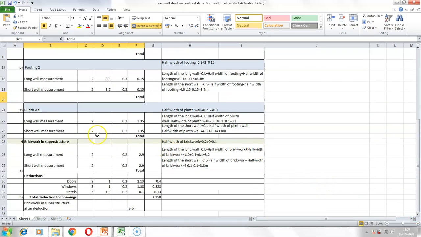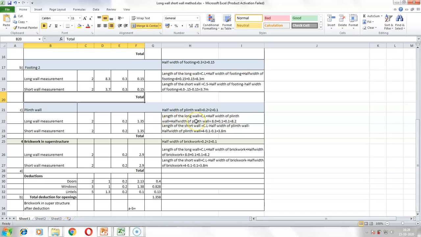For the plinth wall, we find the half width of the plinth. We saw that it was a brick footing. The plinth wall is made of brickwork, and it's 0.2 meters. We divide it by 2 and we get the value as 0.1, because we need that half value to add to or subtract from the long wall and short wall respectively. So this value is important. It's actually easy for us to calculate that value right in the beginning.